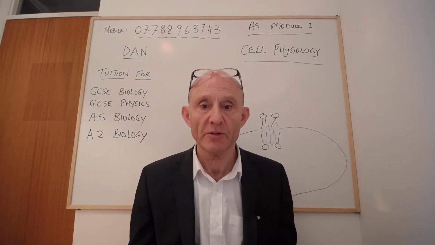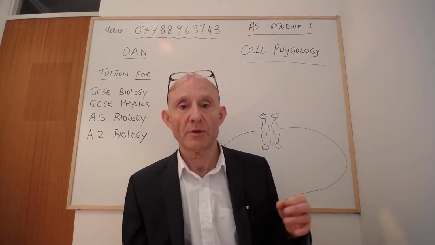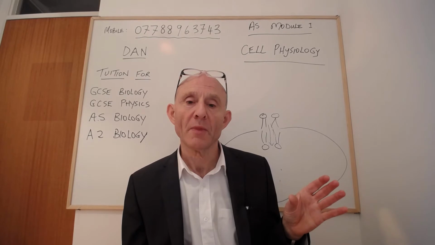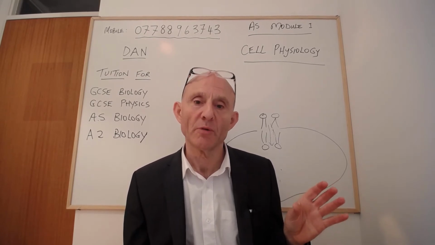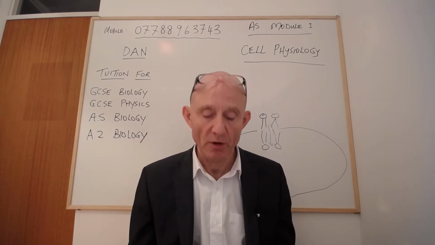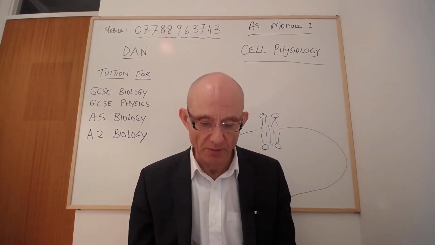And such things as the size of the molecule. So water and carbon dioxide and oxygen are quite small molecules. If the molecule is slightly bigger, then it might have more difficulty getting through. Its movement through this membrane would be slower. So the smaller the molecule, the faster it can diffuse across the membrane.